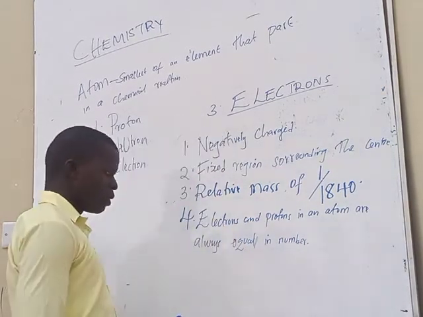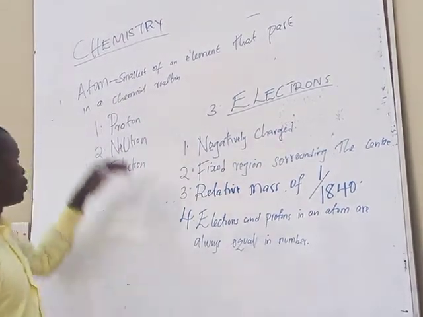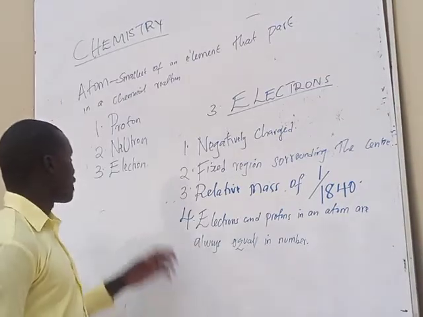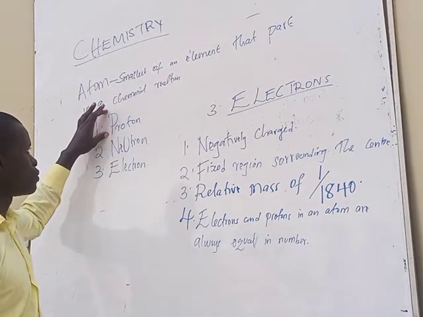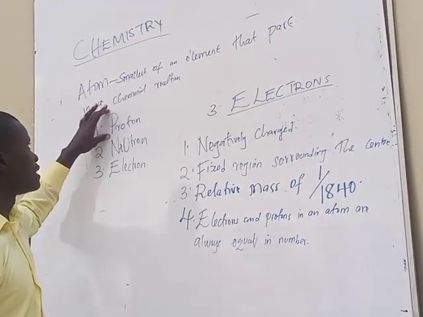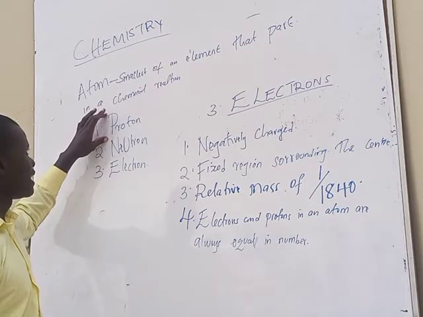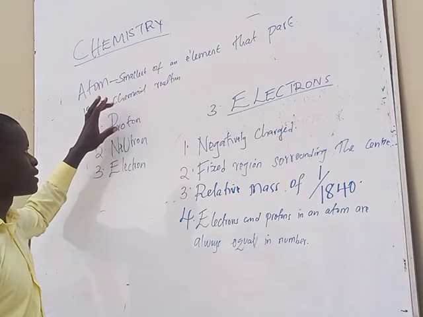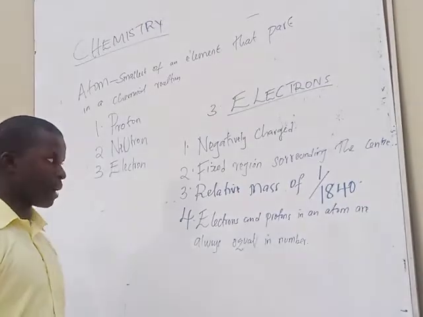So whenever you draw the structure of an atom, you will include these protons, neutrons, and electrons. And you'll have to keep in mind that they all have different characteristics. For the protons, we say that it is positively charged, found in the center of the atom, and has a relative mass of 1. And the number of protons in an atom is what we call the atomic number.